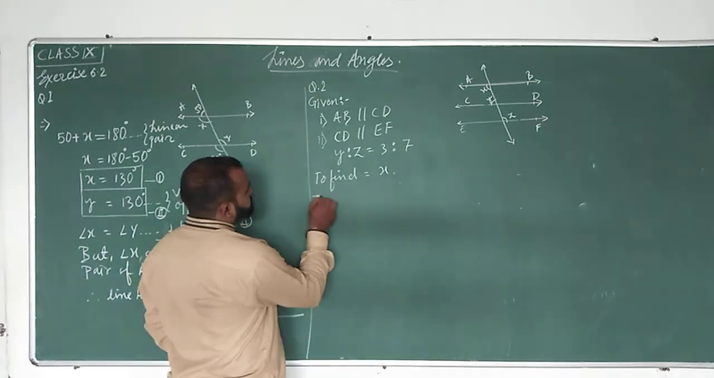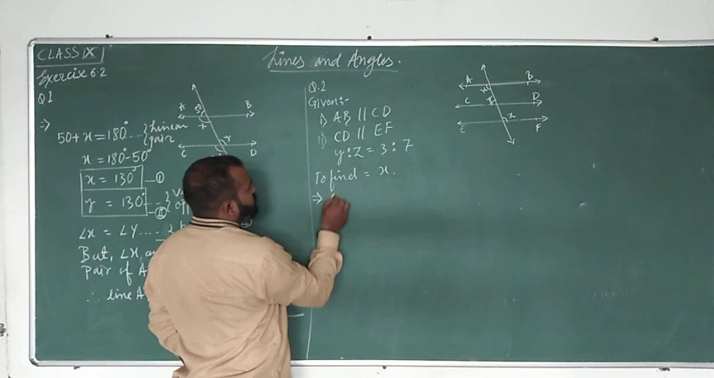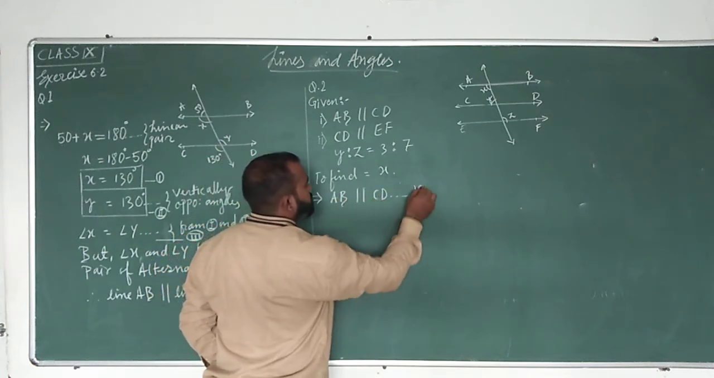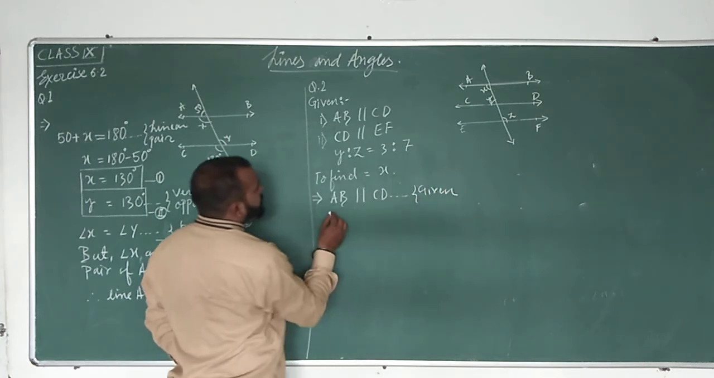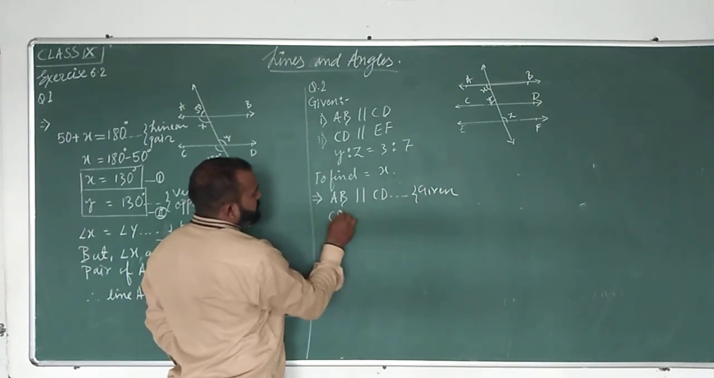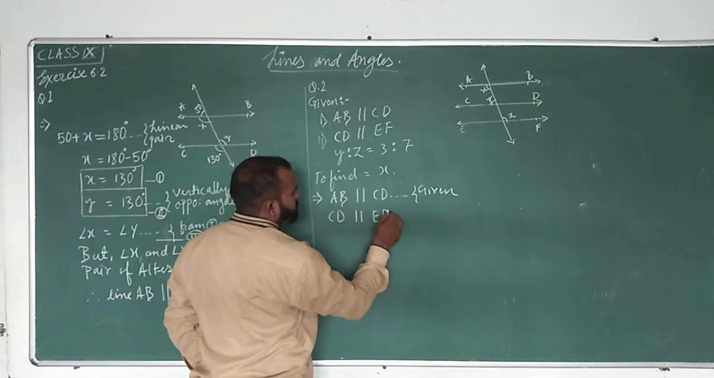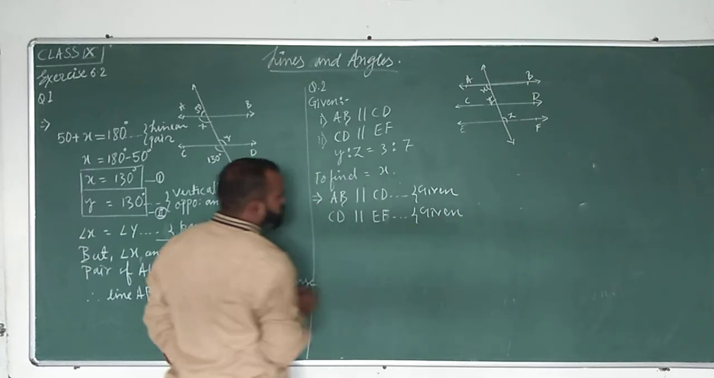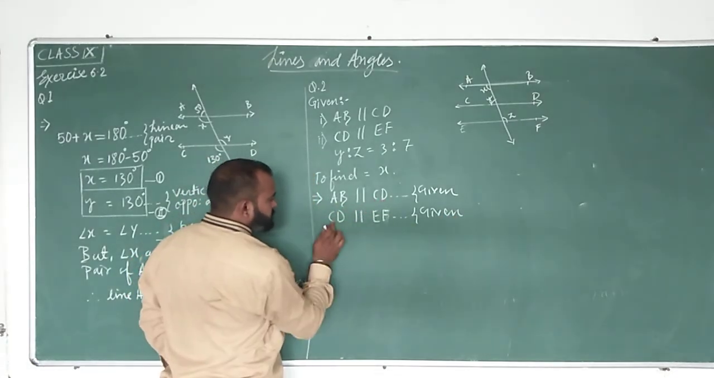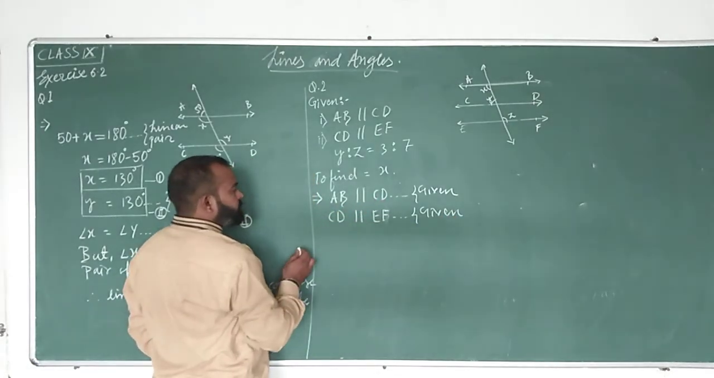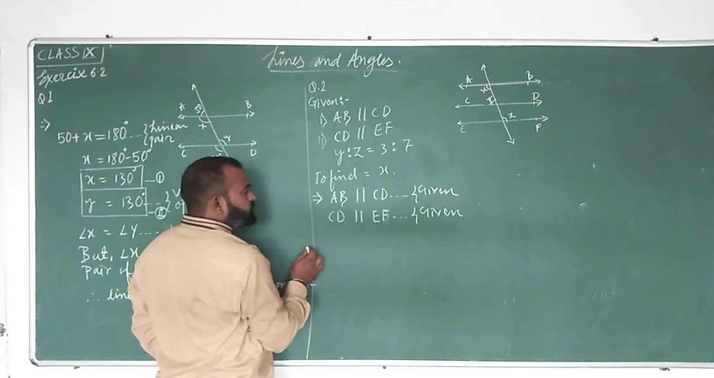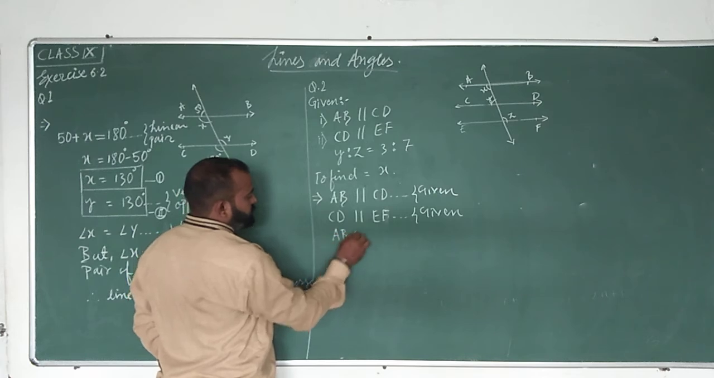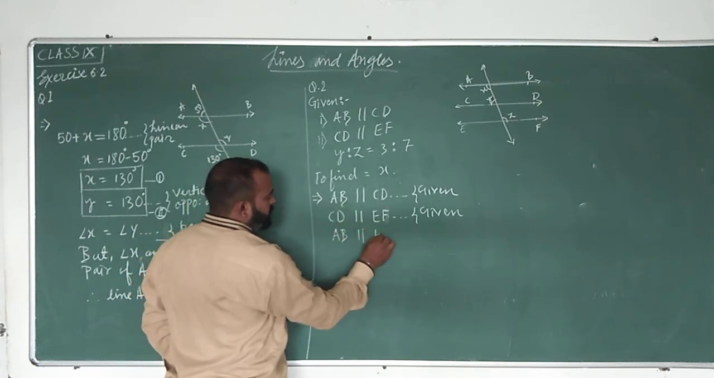So let's start. What is given to us? AB parallel to CD, this is given to us, okay. Then CD parallel to EF, this is also given to us, correct. Now from these two, AB is parallel to CD, CD is parallel to EF. So from 1 and from 2, what can we write? AB is also parallel to EF.